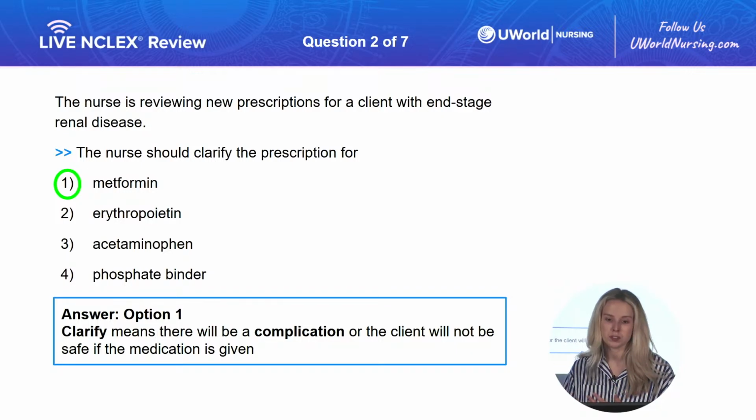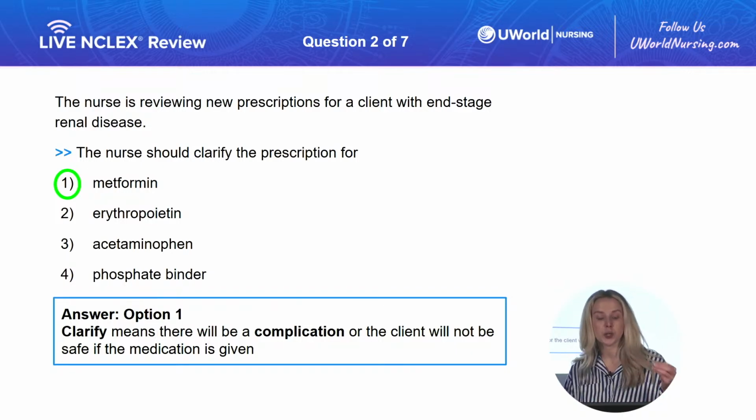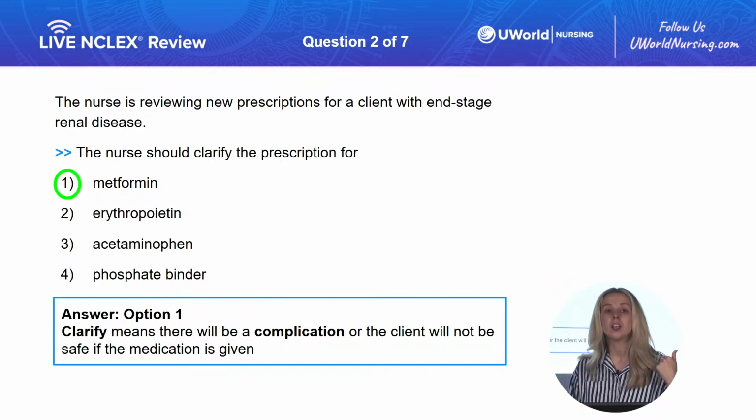That's irreversible damage. In this case, metformin is going to be contraindicated because with end-stage renal clients, it's excreted in the urine, and the buildup of this can cause acidosis. So we would not want this because of the risk for acidosis. Our incorrect options would be erythropoietin, acetaminophen, and phosphate binders. These are incorrect because they're okay medications to give. Remember, this is a clarify question. We're looking for what's not safe for the client. 2, 3, and 4 would be safe for the client. Therefore, we would not have to clarify them with our provider.